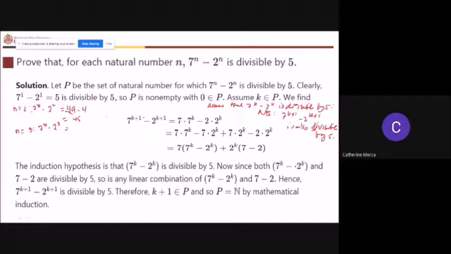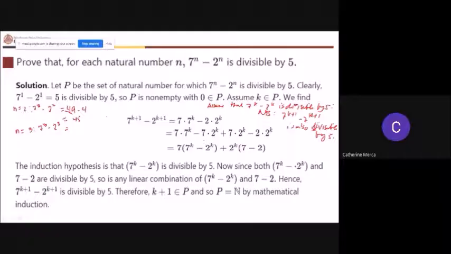So, let us take a look at 7 to the k plus 1 minus 2 to the k plus 1. 7 to the k plus 1 minus 2 to the k plus 1 is the same as, diba, 7 times 7 to the k minus 2 times 2 to the k. And if you have this, anong ginawa dito? Nag-add tayo ng, you have 7 times 7 to the k, which is this, minus 7 times 2 to the k plus 7 times 2 to the k. So, nag-add kayo and nag-subtract.